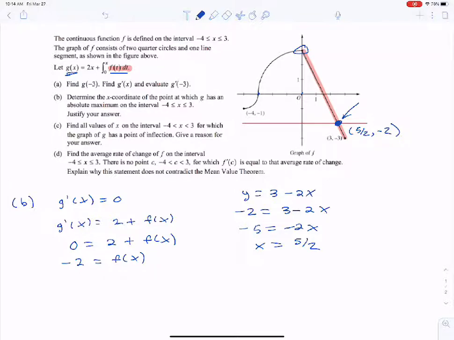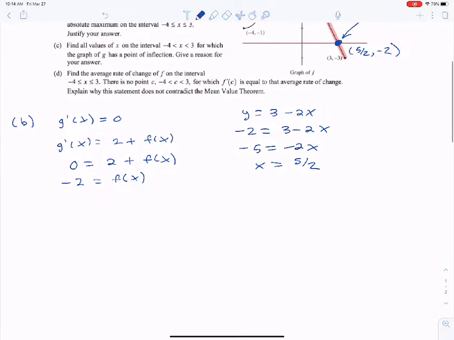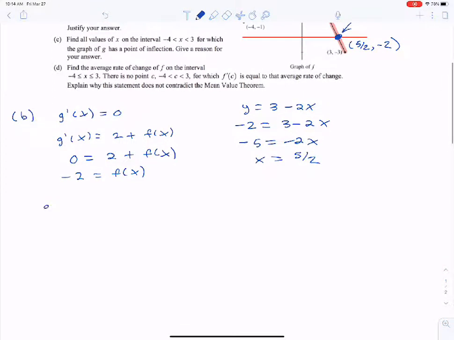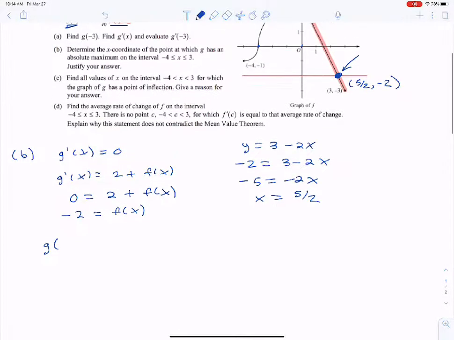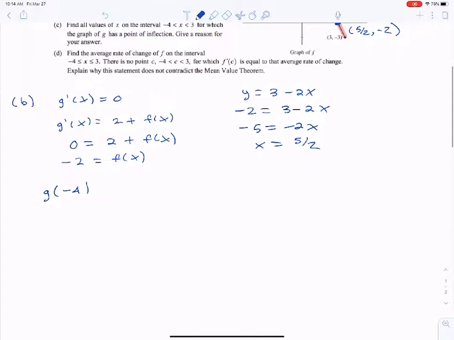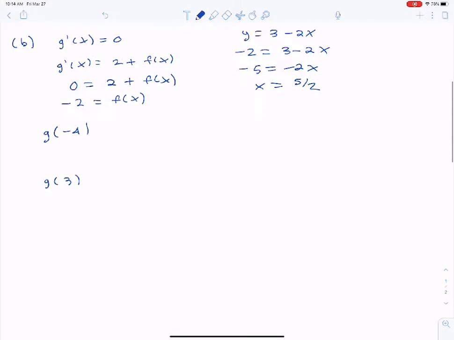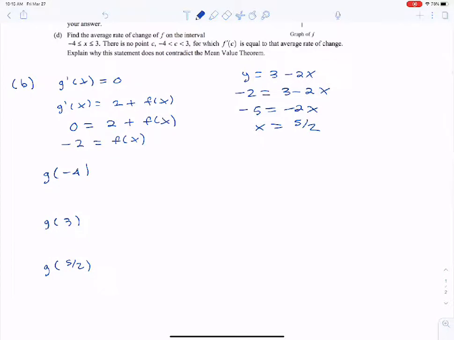Okay, then let's go through and evaluate. I'm going to take the endpoints, which were g of -4. I'm going to evaluate g of -4, I'm going to evaluate g of 3, and then finally, I will evaluate g of 5 halves. Again, whichever of those is the largest, that's my maximum. So g of negative 4, plugging in negative 4, I get 2 times negative 4 plus the integral from 0 to negative 4 of f of t dt.